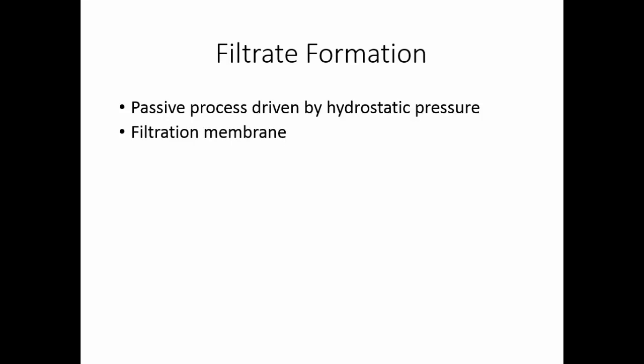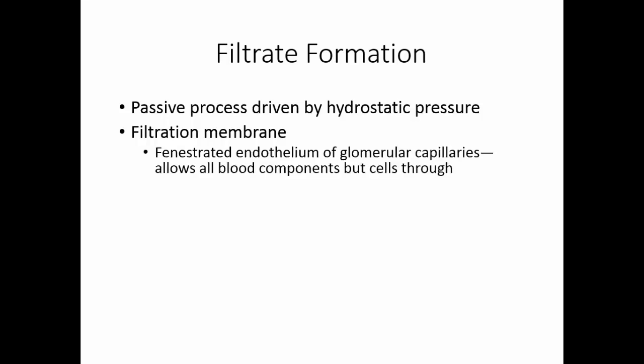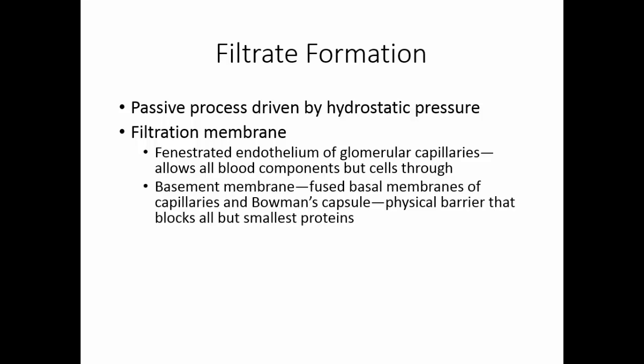Filtrate formation is a passive process that's driven by hydrostatic pressure. The filtration membrane is composed of the epithelial cells of the blood vessels, the epithelial cells of Bowman's capsule, and their fused basement membrane. The endothelial cells of the glomerular capillaries are fenestrated, so they're very leaky. They allow all blood components but cells to get through them. The basement membrane, the fused basal membranes of both of the epithelial cells involved, acts as a physical barrier. This helps keep the proteins out.